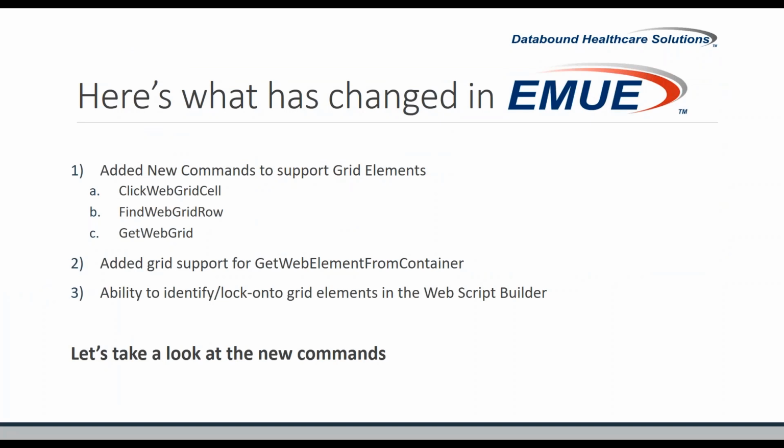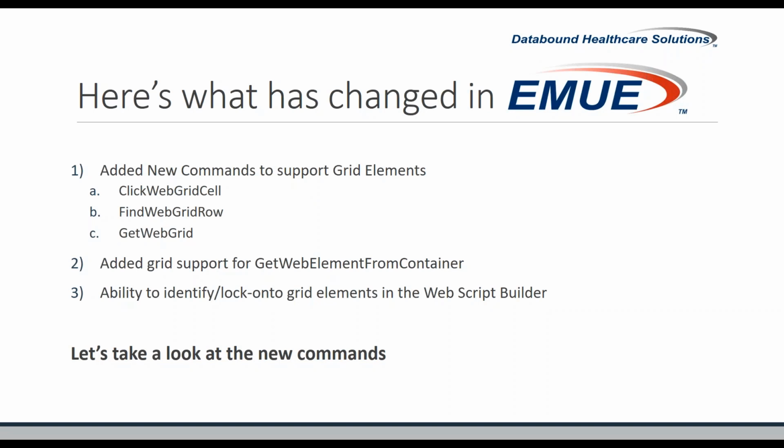So what we did in EMUE to handle this, we added 3 new commands, which we'll go through in detail in a second. The first one is click WebGrid cell. And that is actually going to do what it says it's going to do. We're going to find a cell in a grid, and we're going to click on it. In most cases, that's the action that we want to take. We're going to add another one called find WebGrid row. And we also added a GetWebGrid command, which is very similar to GetWebTable.